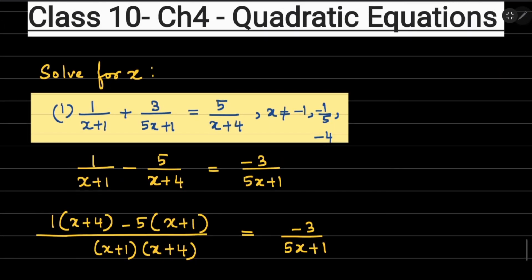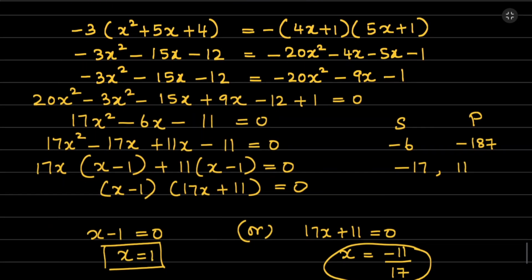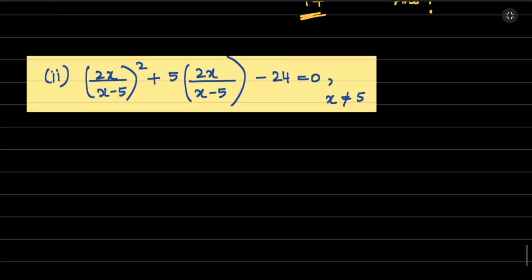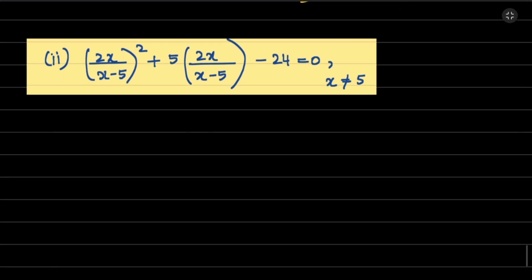So this is how you have to do. Let's do more questions. The second question is: (2x divided by x minus 5) the whole square plus 5 multiplied by 2x divided by x minus 5 minus 5. So you can assume this 2x divided by x minus 5 as some variable. Let's assume that this term, 2x divided by x minus 5, be equal to y.